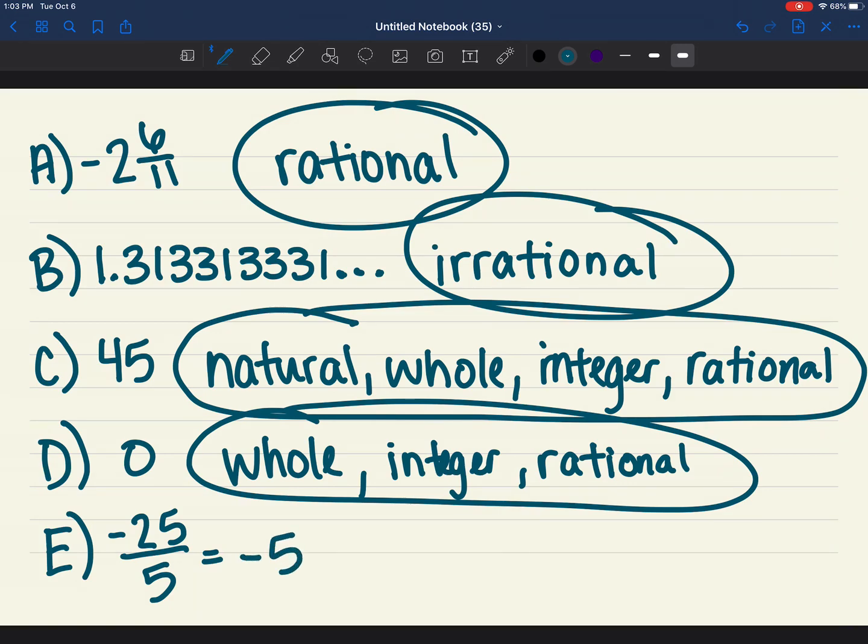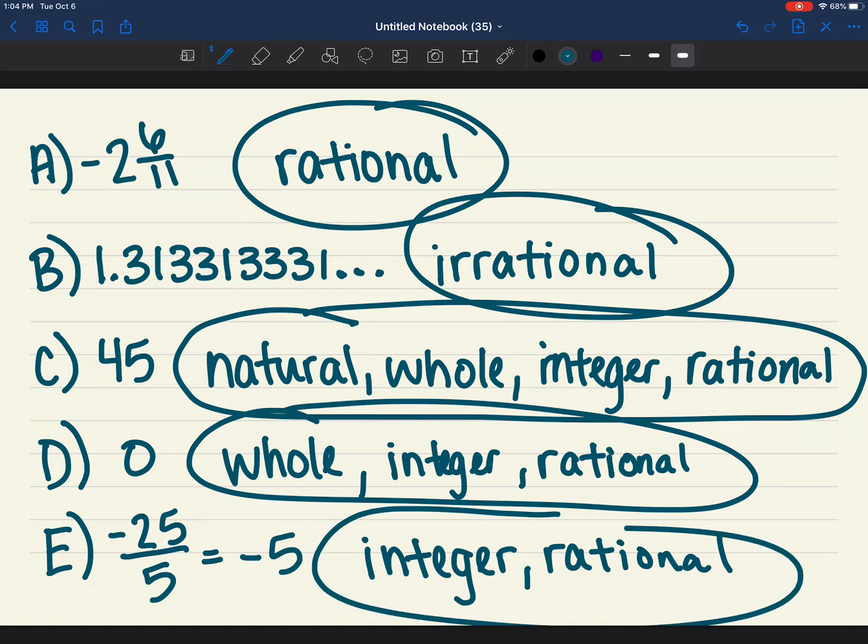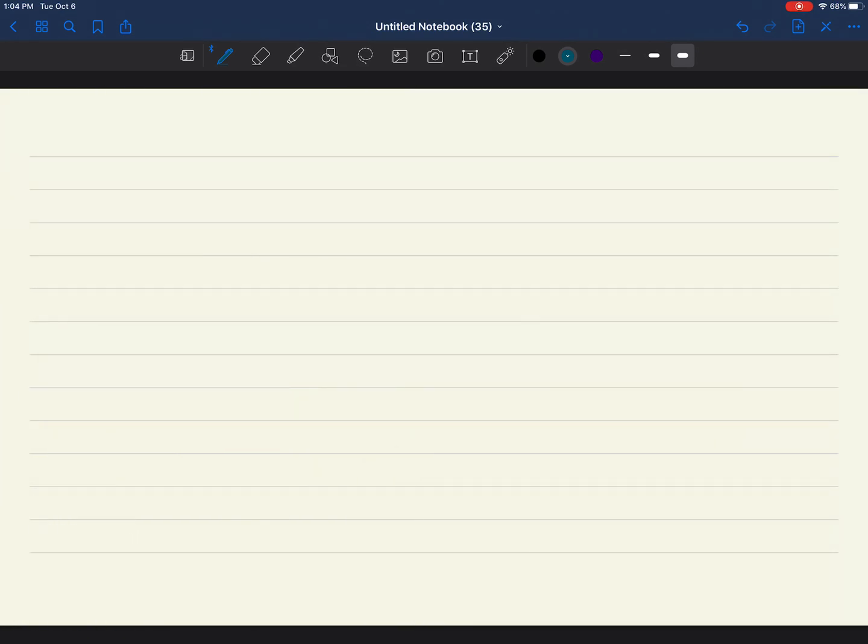What's negative 25 divided by 5? Negative 5, right? So is negative 5 an integer? Yes. Okay, and we already said it was rational. So here's the thing you have to be careful on, you guys. Just because it starts out like this does not mean that's the only thing you have to look at. You might have to simplify it before you answer your questions. Does everybody see that? Okay, let's talk about writing fractions.